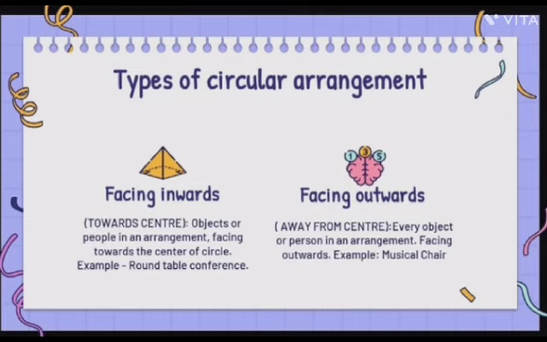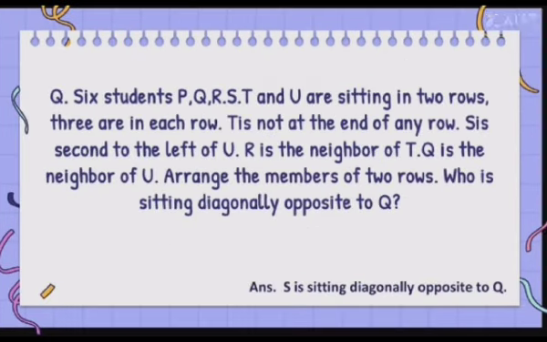And the other type is facing outwards away from the center, when every object or person in an arrangement is facing outwards away from the table. For example, when we play musical chairs, we are facing outwards. Now, let's try a question. The question is as follows.